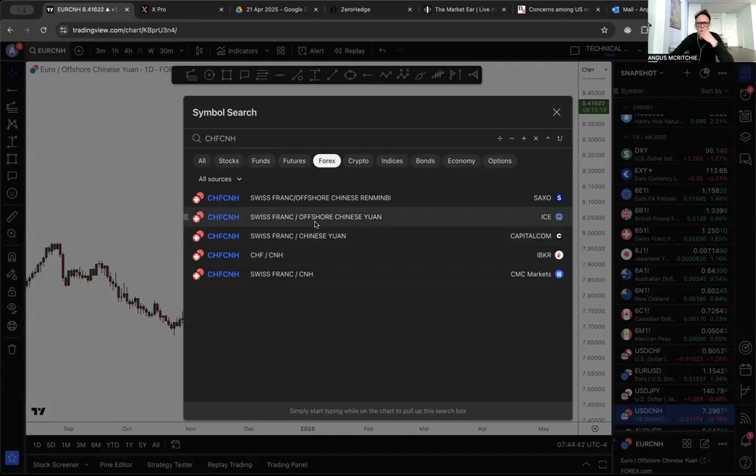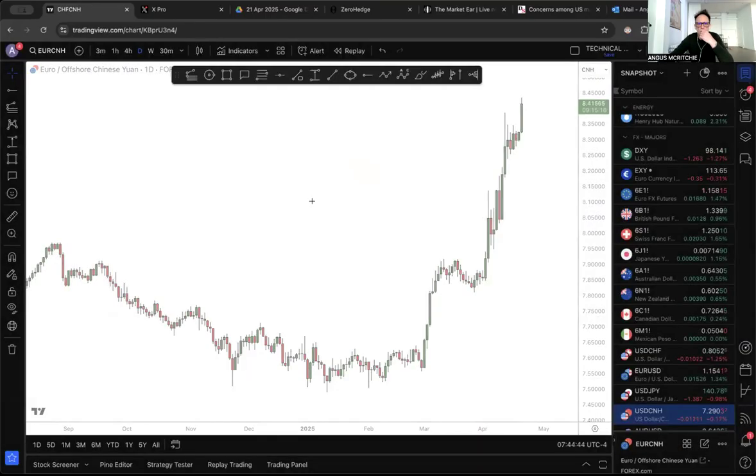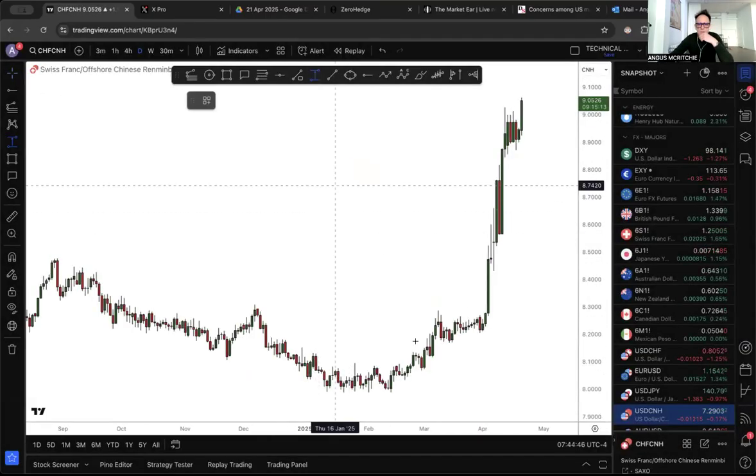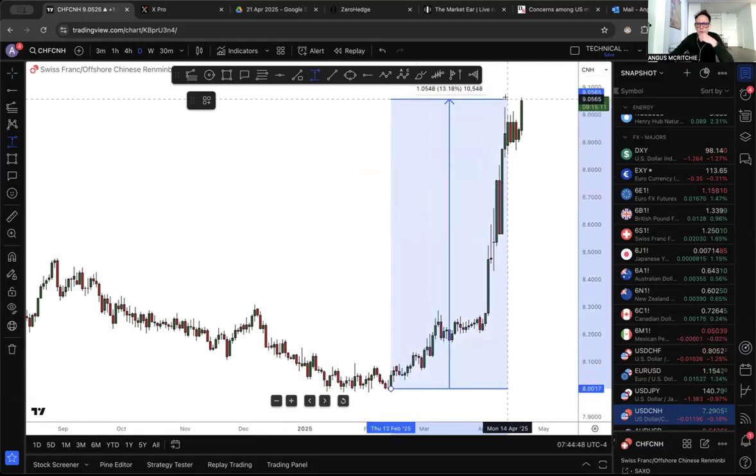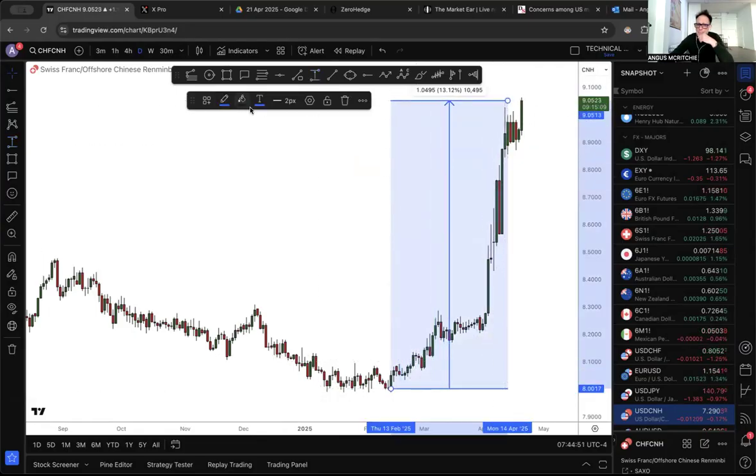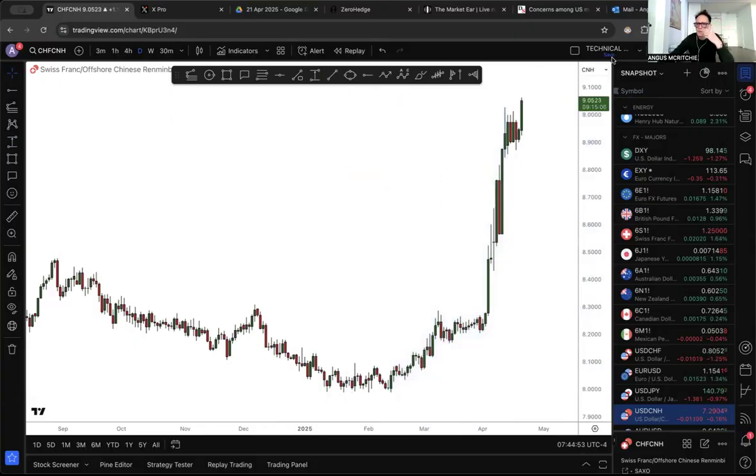Yeah, it looks as though we have the offshore. Same thing, you can see against the Swiss franc here has strengthened in a similar time frame, about 13%. So against Switzerland, it's strengthened a lot.